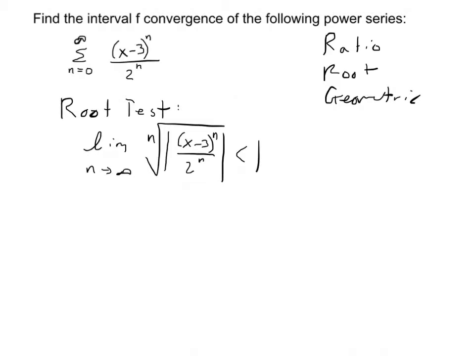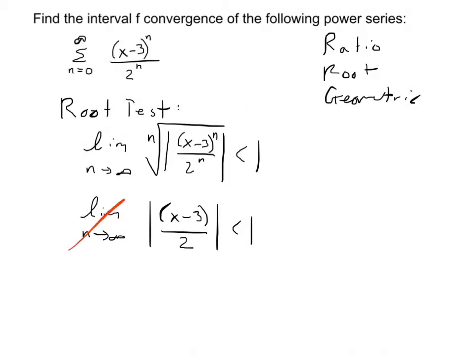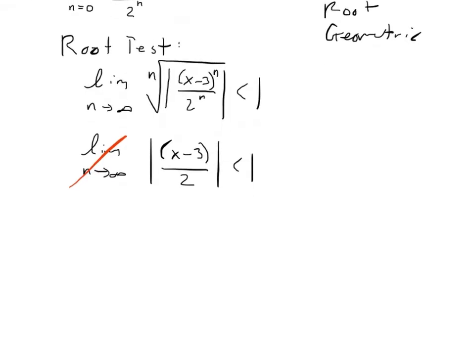Good news, though, nth root, nth powers basically cancel out. And this very quickly ends up just being the limit as n approaches infinity of the absolute value of (x minus 3) over 2, and that has to be less than 1. Now what's interesting is that at this point the n is gone in the problem. I mean, I don't even need this limit anymore, right? I just have to solve this inequality, and when I do that, I'm done, right? So let's work through this.